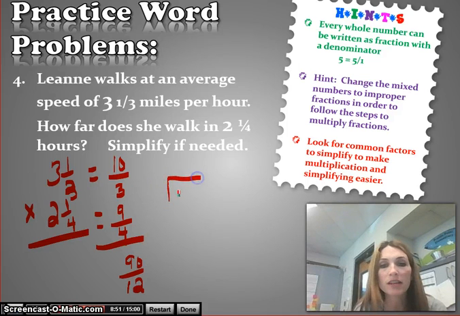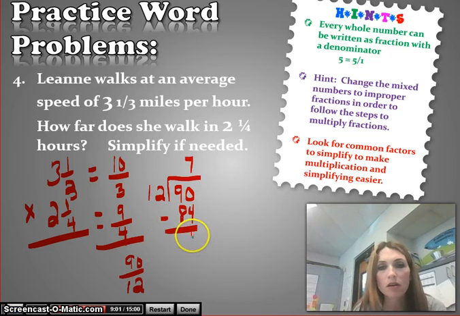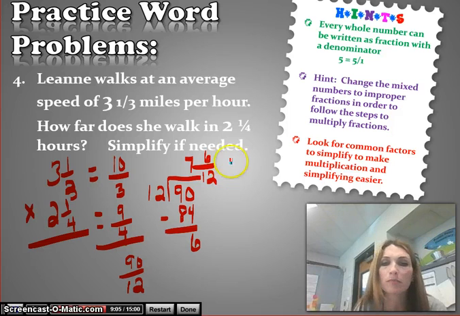Come over and do my division. 12 is going to go into 90 7 times. 7 times 12 is 84. And that's going to give us 6/12 left over. But I can't leave it that way because it's not in simplest form. I can divide both the 6 and 12 by 6 to reduce, or I already know that 6/12 is equal to 1/2. So my answer is going to be 7 1/2.